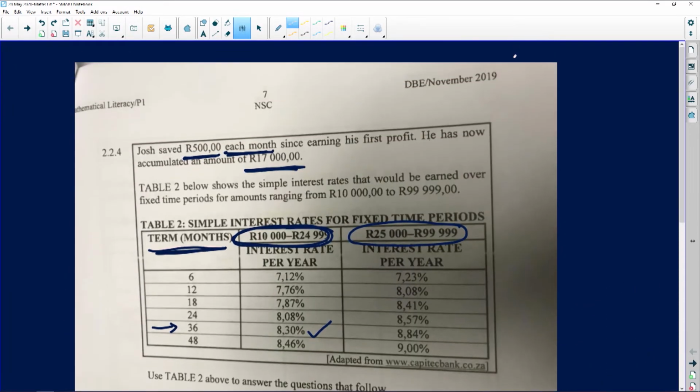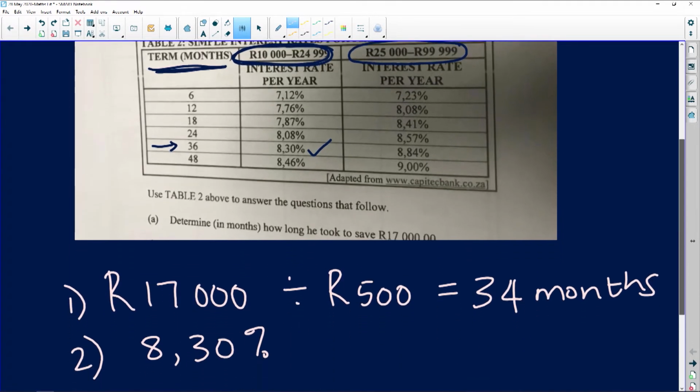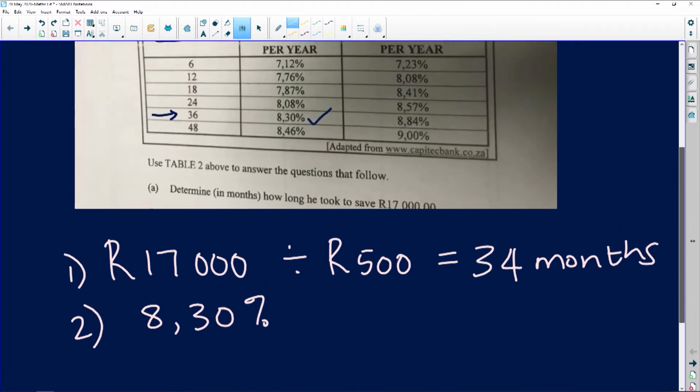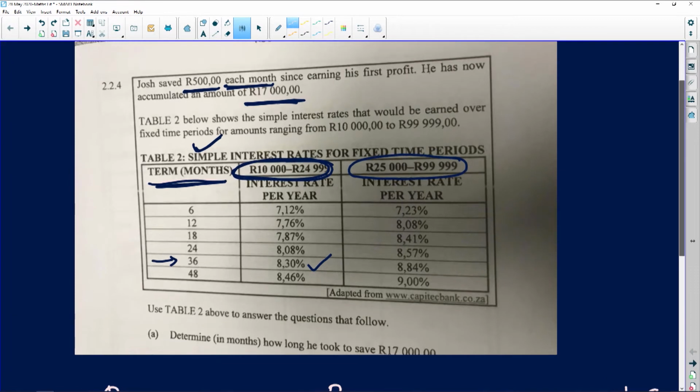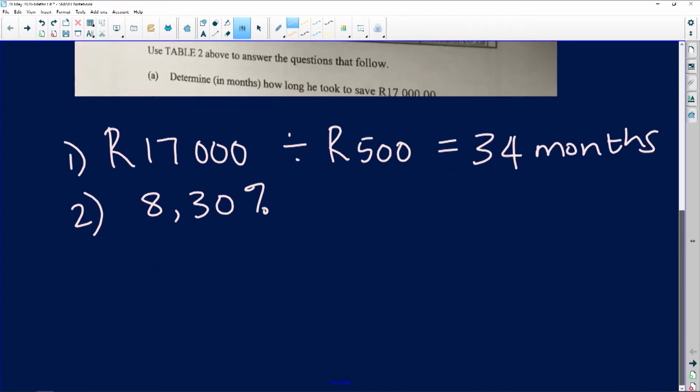The amount of interest Josh will earn if he invests his accumulated savings for 3 years. So we want to know, and we were given, which is so beautiful, that this is simple interest. And because this is simple interest, we know that this person is going to be earning the same amount of money every single month. So how much is this person? It's going to be 8.30 percent of the 500 rand. Let's go and see how much that gives us. So it's going to be 500 rand.